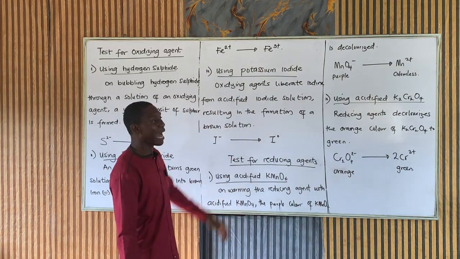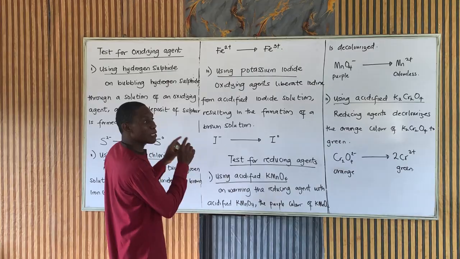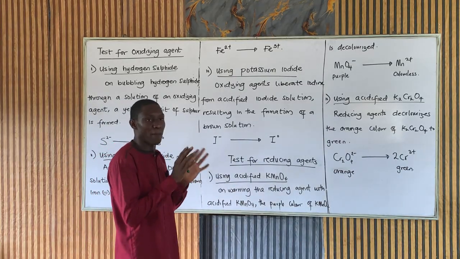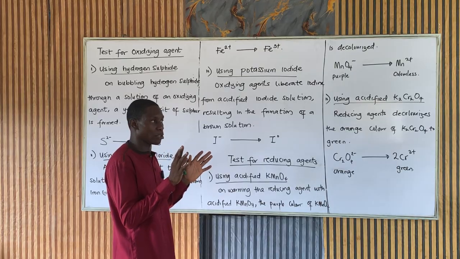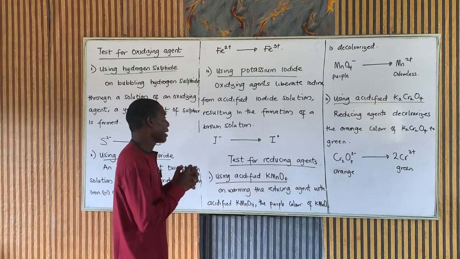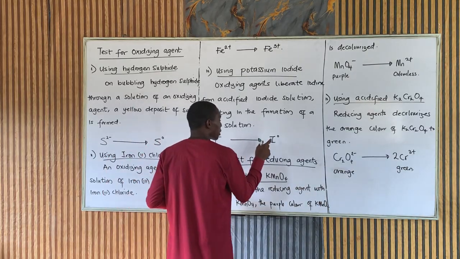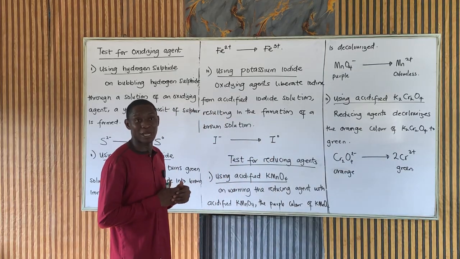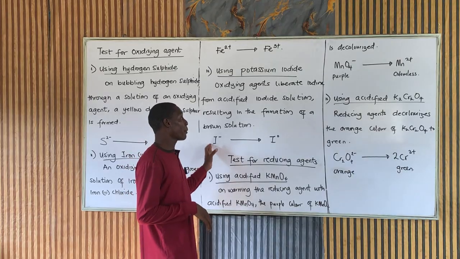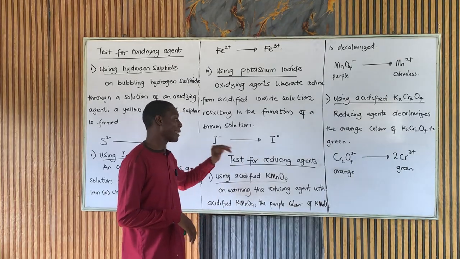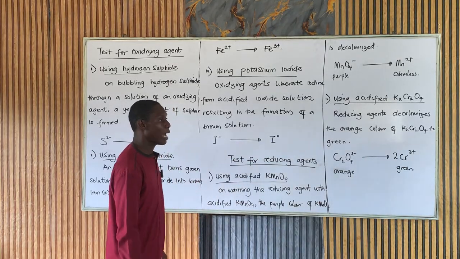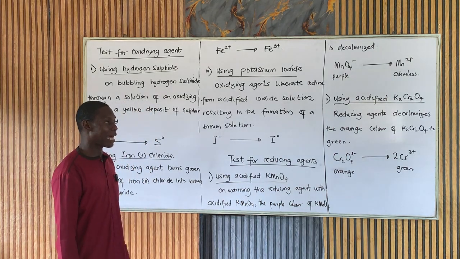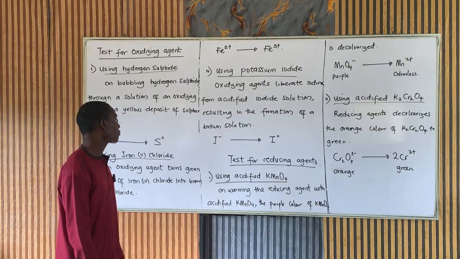Again, it's potassium iodide. If you add potassium iodide to an oxidizing agent, you see the formation of a brown color solution. And that's simply as a result of the formation of iodine. What has happened? The iodide loses electrons to become iodine. So that's that about that.